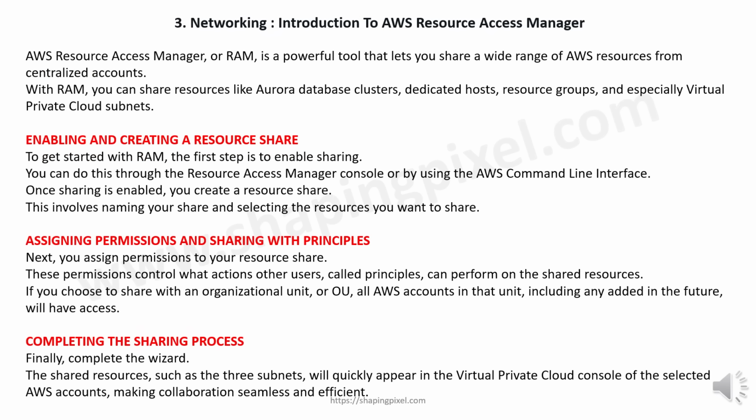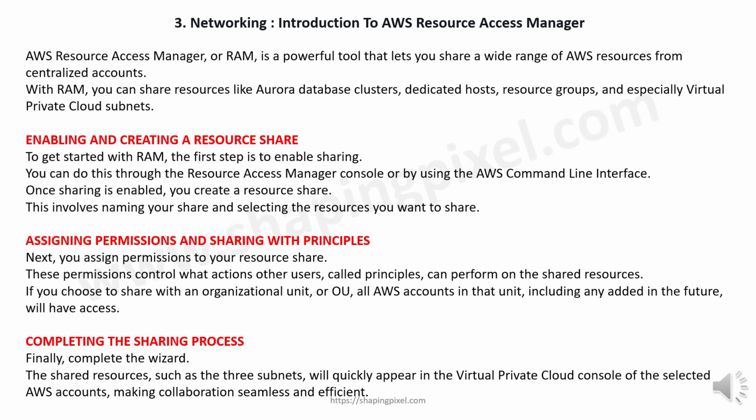AWS Resource Access Manager, or RAM, is a powerful tool that lets you share a wide range of AWS resources from centralized accounts. With RAM, you can share resources like Aurora database clusters, dedicated hosts, resource groups, and especially virtual private cloud subnets. To get started with RAM, the first step is to enable sharing. You can do this through the Resource Access Manager console or by using the AWS command line interface.